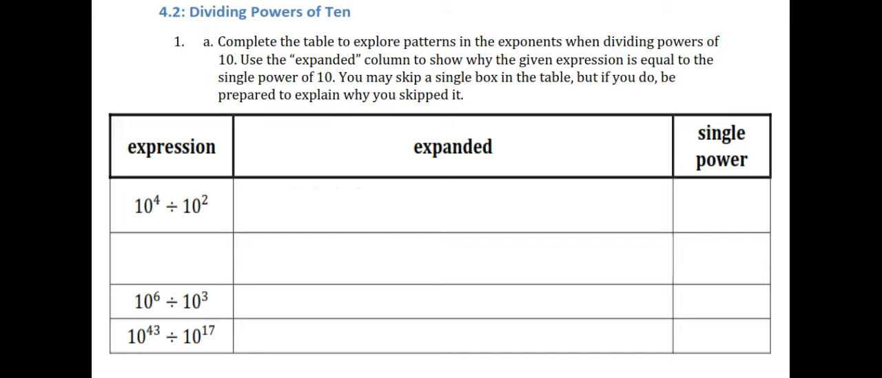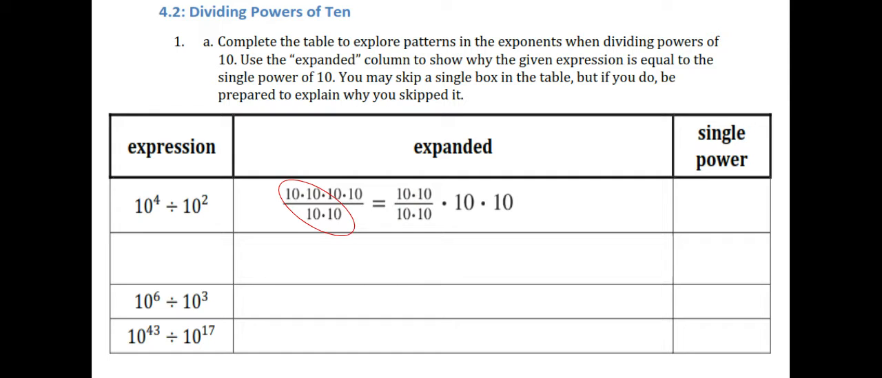In the first row, the expression given is 10 to the 4th power divided by 10 squared, or 10 to the 2nd power. When expanded out, it is written as 4 factors that are 10 in the numerator and 2 factors that are 10 in the denominator. Notice that there are 2 sets of factors that are 10 that exist in both the numerator and the denominator, but there are 2 extra factors that are 10 in the numerator. This can be rewritten like this.